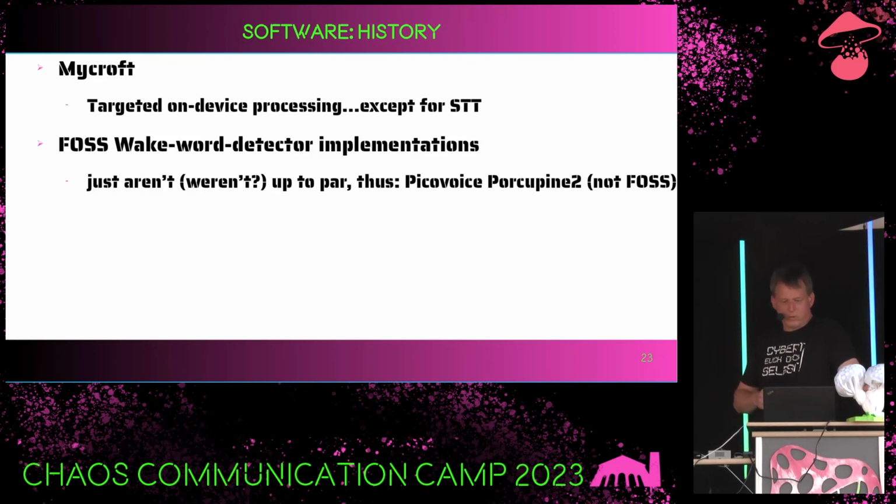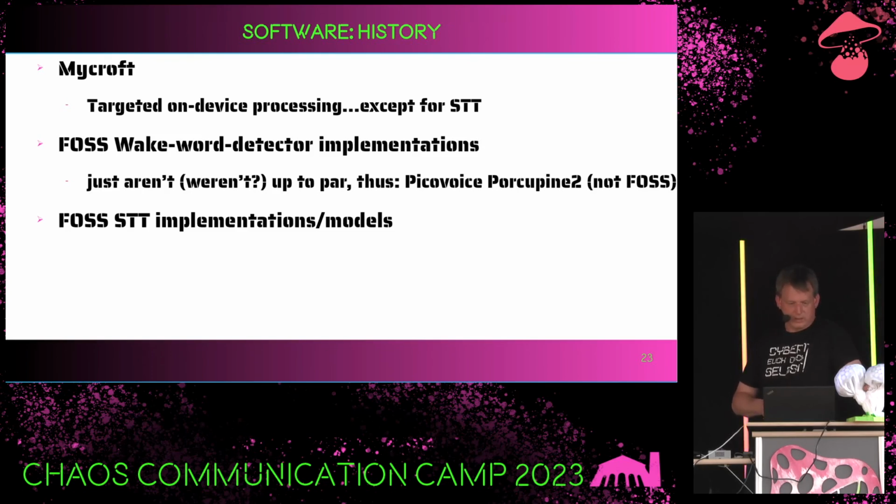For the wake word detectors, the open source detectors have a false positive rate too high to be usable in everyday situations. Right now, I actually use the Picovoice Porcupine 2, which is not open source, but which is free in terms of money. You can get a personal license for free, so that's not bad also, and it works quite nicely.